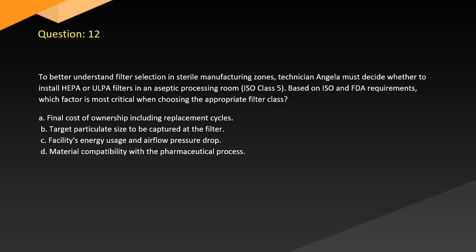Question 12. To better understand filter selection in sterile manufacturing zones, technician Angela must decide whether to install HEPA or ULPA filters in an aseptic processing room, ISO Class 5. Based on ISO and FDA requirements, which factor is most critical in choosing the appropriate filter class? A. Final cost of ownership including replacement cycles. B. Target particulate size to be captured at the filter. C. Facilities energy usage and airflow pressure drop. D. Material compatibility with the pharmaceutical process.